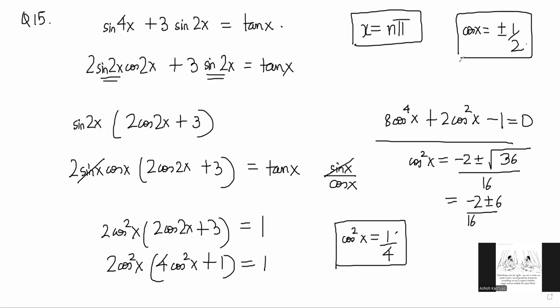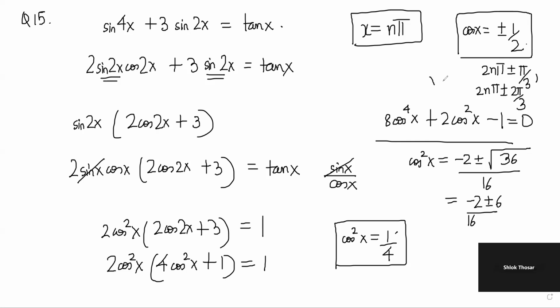You will get cos x equal to plus minus half, so you will say x is 2n pi plus minus pi by 3 or 2n pi plus minus 2 pi by 3, right? And you also have n pi from sin x is equal to 0.